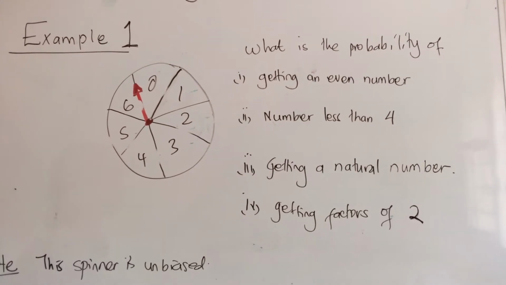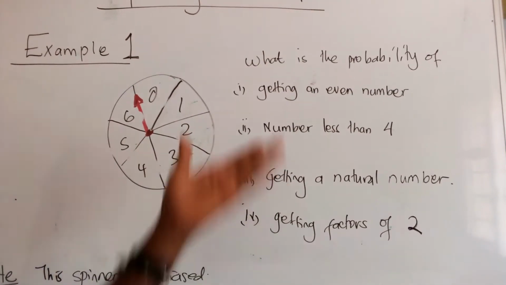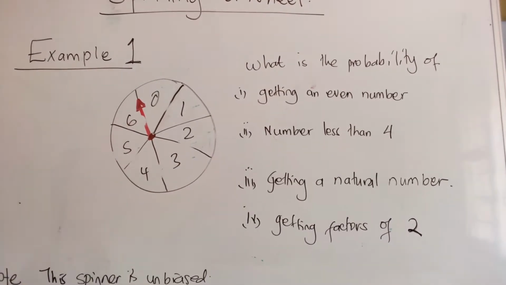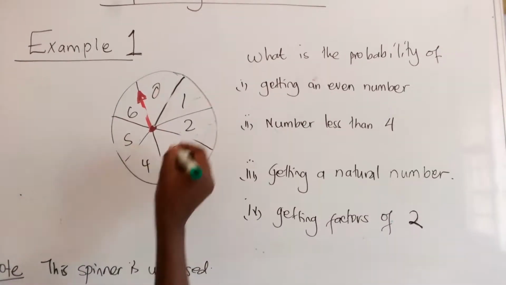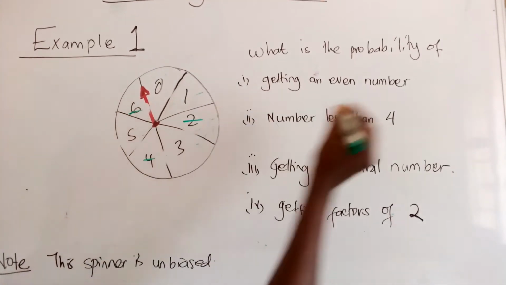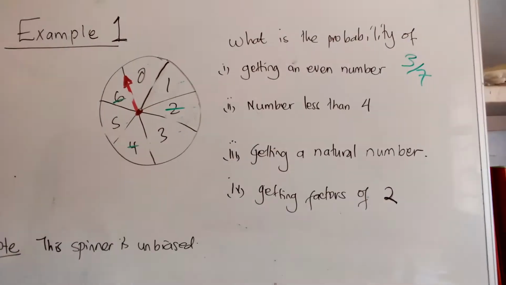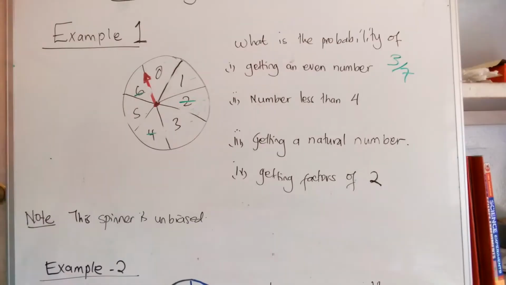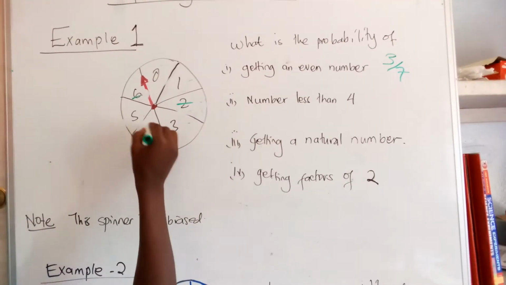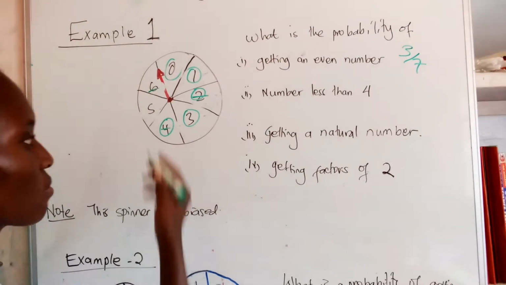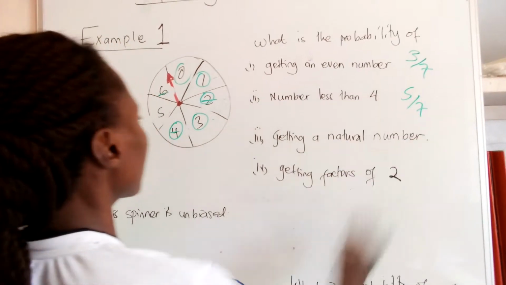divisions, and then the question is, what is the probability of getting an even number? If you want to get an even number, just look for where the even numbers are and then count them. We have 1, 2, 3, then you have 3 out of 7. Then part 2, they are saying numbers less than 4. Numbers less than 4, we have 1, 2, 3, 4, 5. And you have 5 out of 7.